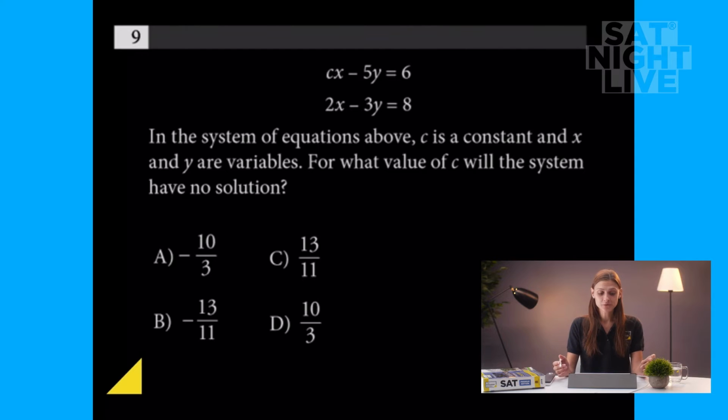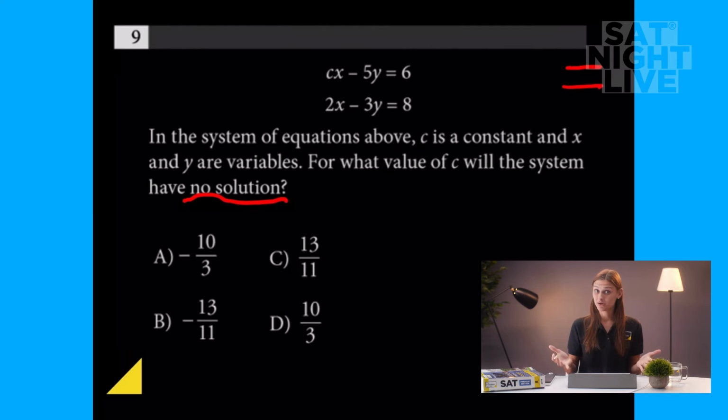So, our first question tonight, number 9, says, in the system of equations above, c is a constant and x and y are variables. For what value of c will the system have no solution? Okay, so it says no solution, but we have 4 answer choices, so what does that mean? Well, we want to hone in on the fact that it says no solution. When we're dealing with coordinate geometry, no solution means that we have parallel lines, which look like that.